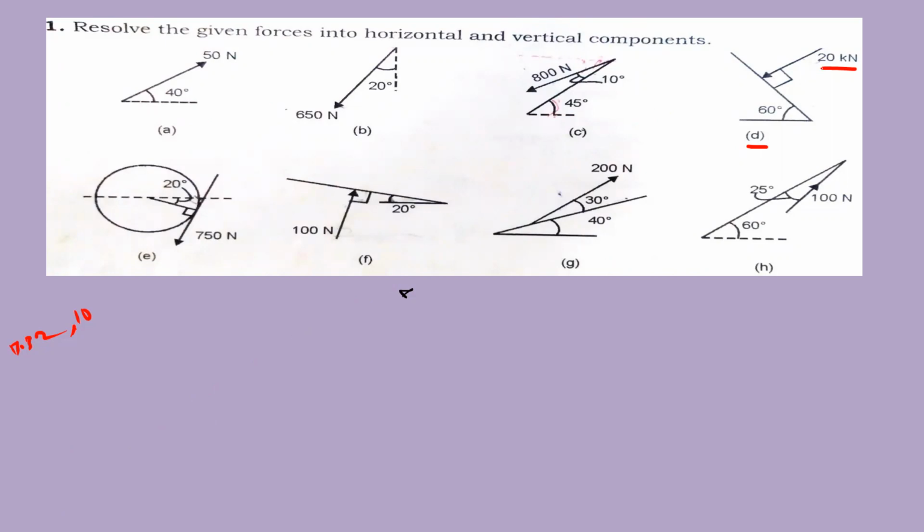So here the force 20 kilonewton is given perpendicular to this line, and this line is already inclined at 60 degrees with the horizontal. For the resolution of this force, we should draw the x and y axes as our reference axes, and then find the angle of the 20 kilonewton force with respect to the x and y axes.